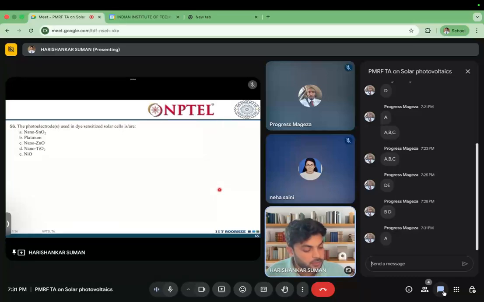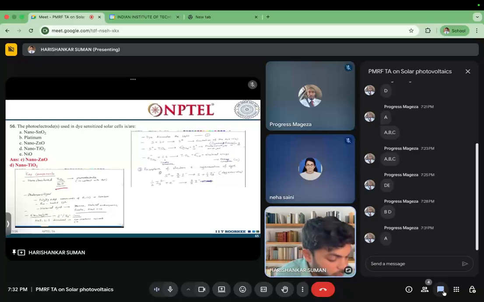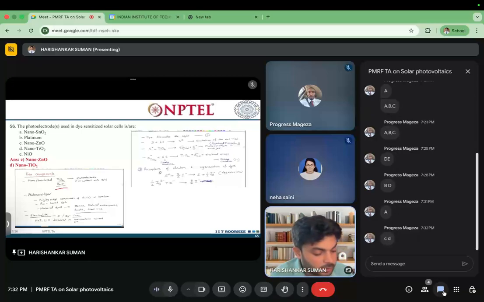The photoelectrode used in DSSC solar cell. So as you know, nanostructured TiO2 and ZnO will be used. Yes, you are correct.